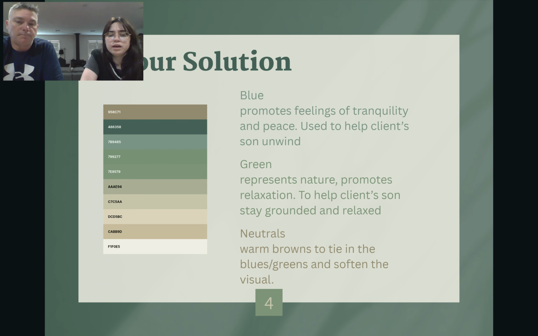And the blue was more for that tranquility sort of feeling and to help him unwind at the end of the day. The neutrals, I was trying to go with some warmer tones, but the whole point of them is to tie in with the other colours so that they're not too bright or it's not too much for your son to be looking at. And it's just to soften the visual.